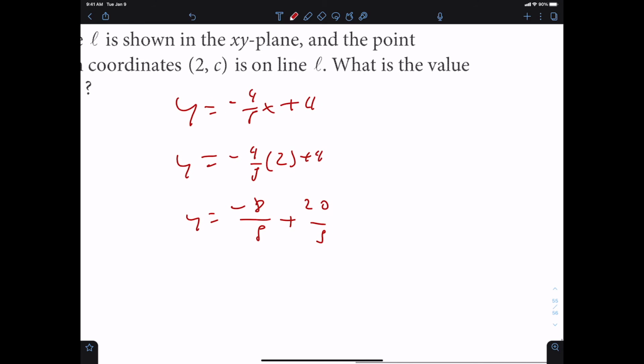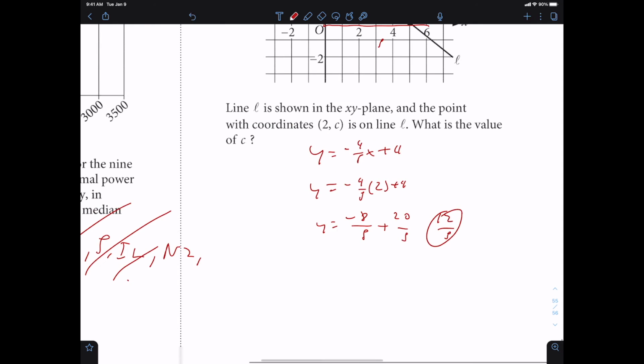So negative 8/5 plus 20/5 is going to be 12/5. 12/5 should be your answer.